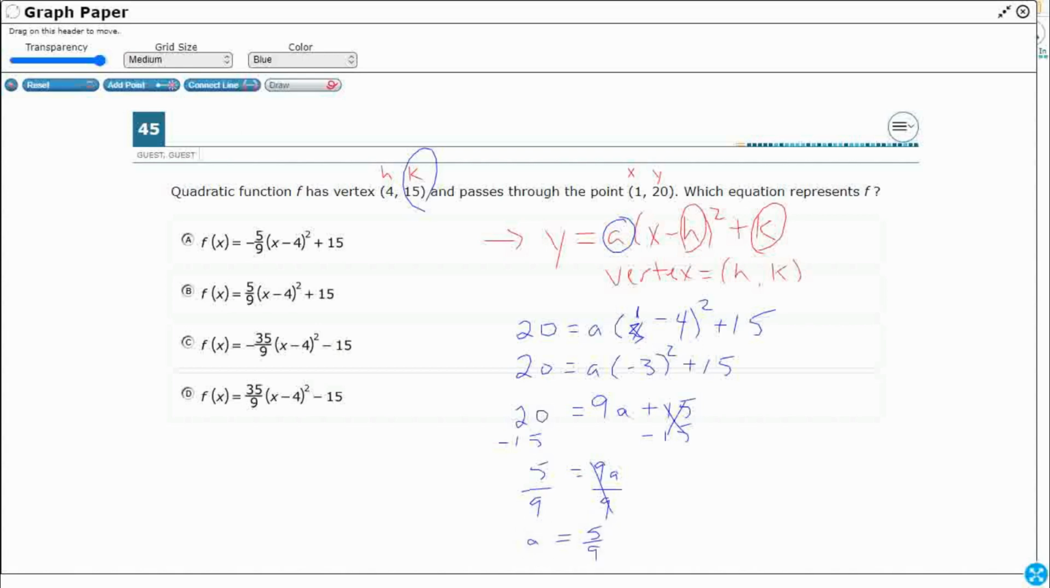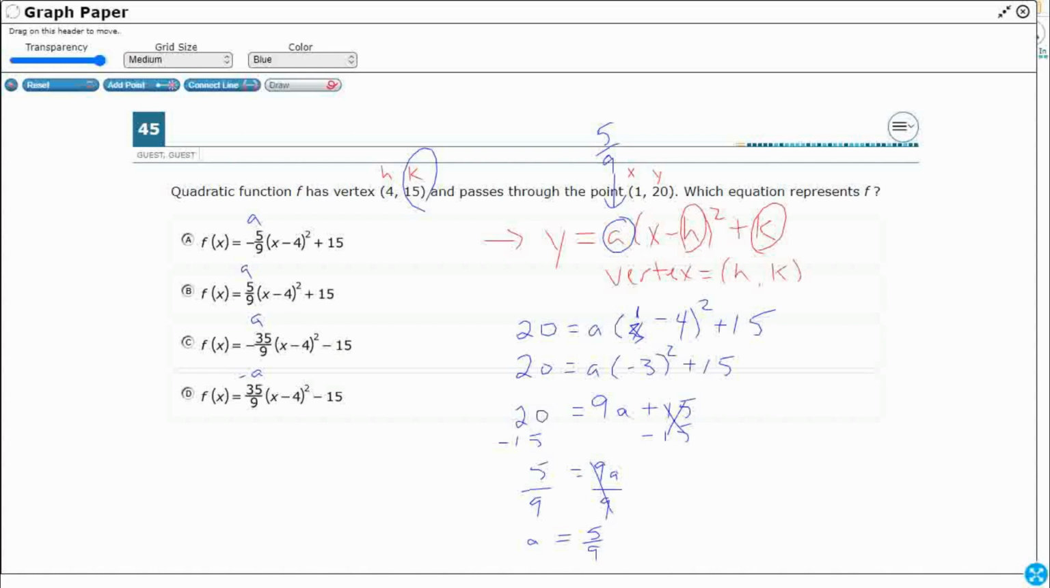Now, we could solve it right now, because take a look at our a's right here. Remember, this is our equation right here, and we are looking for this a, which we just found to be 5/9. The rest are going to be in this exact same form. Take a look at these a's right here: negative 5/9, 5/9, negative 35/9, and then 35/9. We can already say that B is the only one that works.